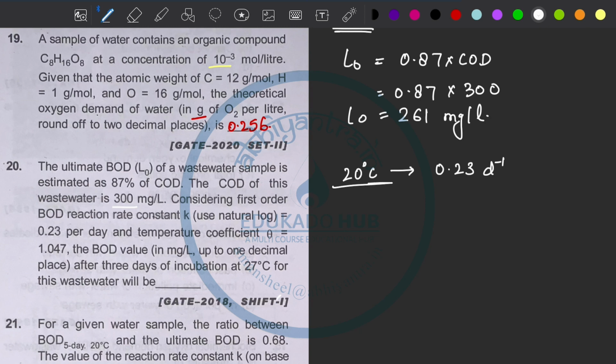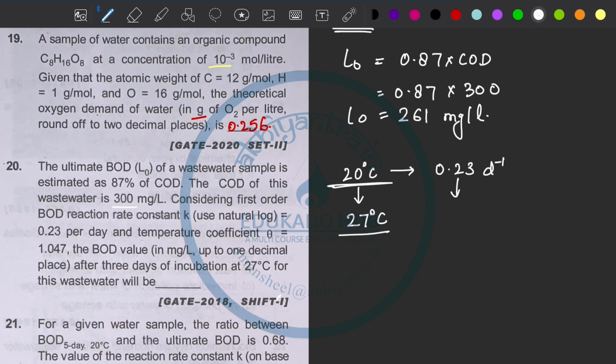Other than 20 degrees Celsius, if any other temperature is given, just like here 27 degrees Celsius, we need to convert this reaction rate constant accordingly. And for that they give the temperature coefficient. In this question the temperature coefficient is 1.047. If they don't give it, just remember it, 1.047, 1.016 rather. So these will be the correct values.